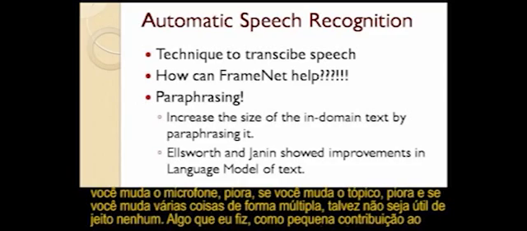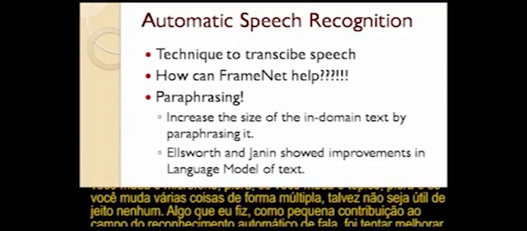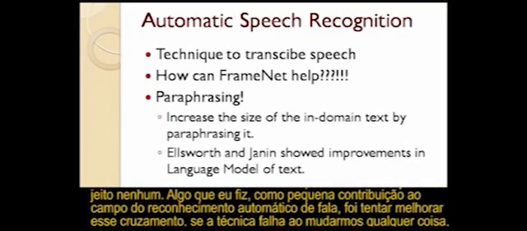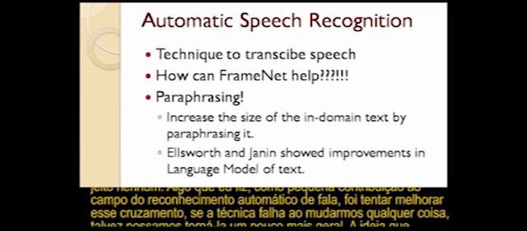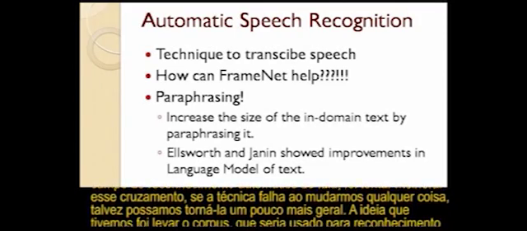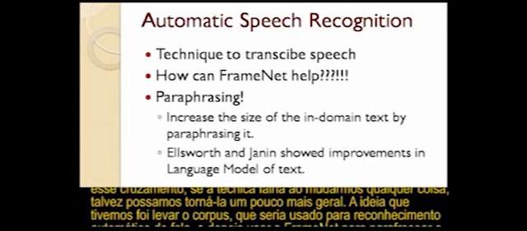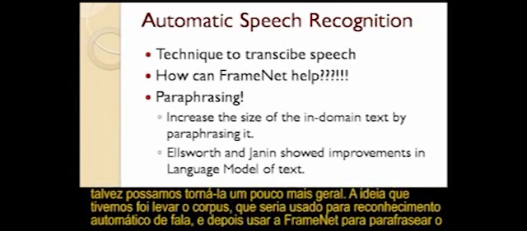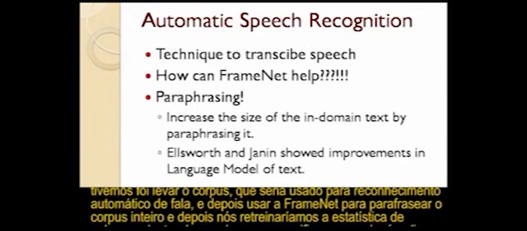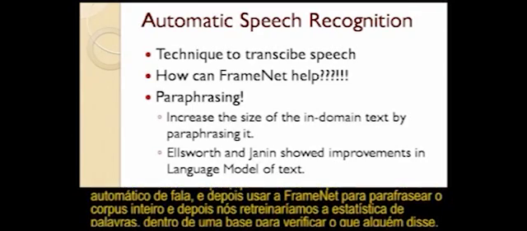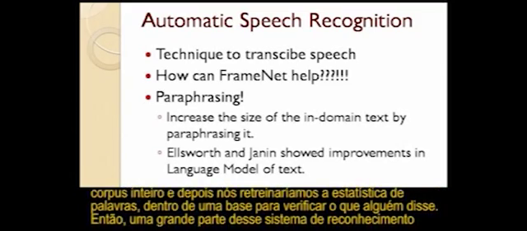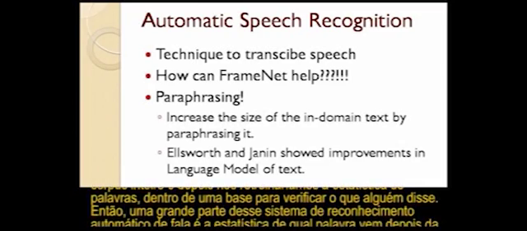So one bit of collaboration that I did with somebody who actually is in the automatic speech recognition field was to try to improve some of that brittleness. The technique fails if you change anything, so maybe we can make it a little bit more general. One idea we had was to take a corpus that's going to be used for automatic speech recognition, and then use FrameNet to paraphrase that entire corpus. And then we retrain the word statistics that are the basis for figuring out what somebody said.